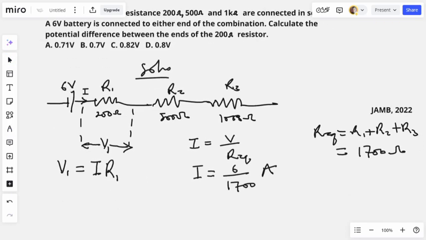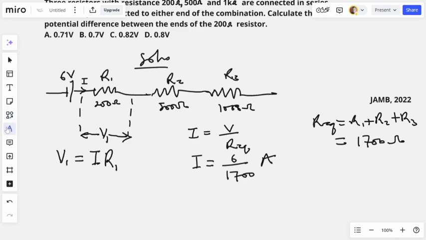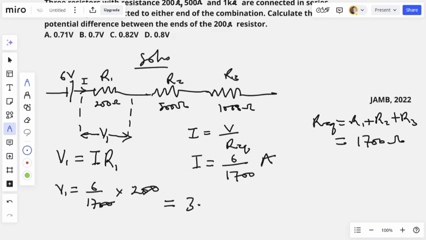So now let's calculate the voltage across the resistor R1. Our V1 will now be, since we know our total current, which is 6/1700 times our R1. Our R1 is 200. These two zeros will cancel these two zeros. If you do this, divided by 17, you have that V will be equal to 3.5 times 10 raised to the power of minus 3, times 200. If you process that, that will give you 0.7706 volts.